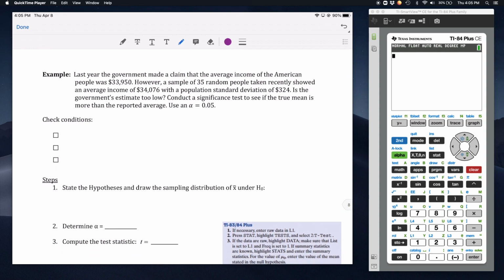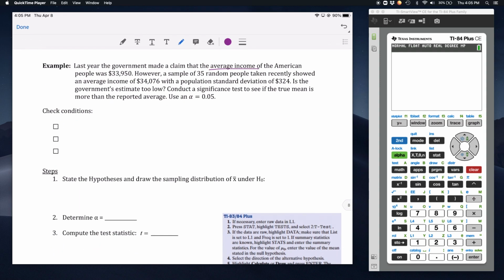Last year, the government made a claim the average income of the American people was $33,950. However, a sample of 35 random people was taken recently and showed the average income was $34,076, with a population standard deviation of 324. Is the government's estimate too low? Conduct a significance test to see if the true mean is more than the reported average.